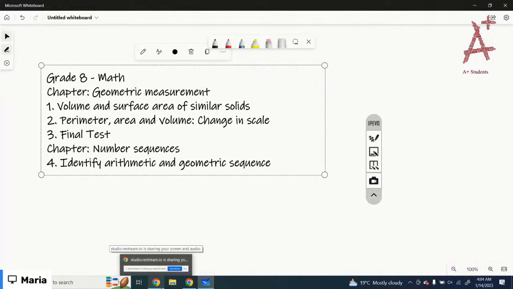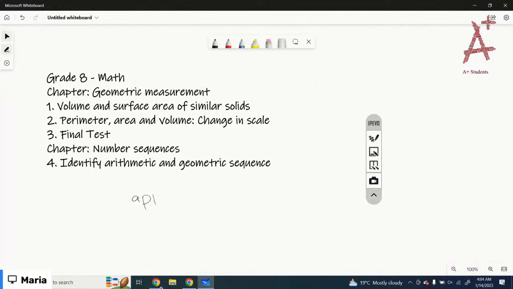So, we're going to start with grade 8 maths. You can find all the lessons on aplusstudents.com. You have to log in there using your email address, and the password is provided by the administrator. Then you have to select math from the subject tab, scroll down to grade 8 maths and click on view all lessons.